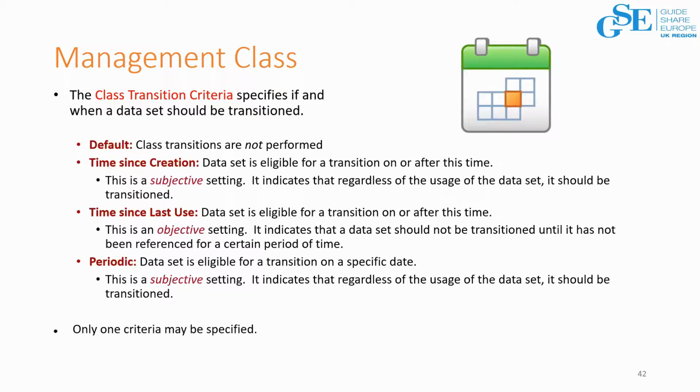Within the management class, you set the class transition criteria to indicate when the data set defined to the management class should be transitioned. And the default is to not perform class transitions. So if you want to set up class transitions, you'll need to specify just one of these 3 other criteria. If you specify time since creation, the data set will be eligible for a transition on or after that time that you specify. For time since last use, the data set would be eligible for transition on or after that specified time. And then if you specify periodic, the data set will be eligible for transition on a specific date.